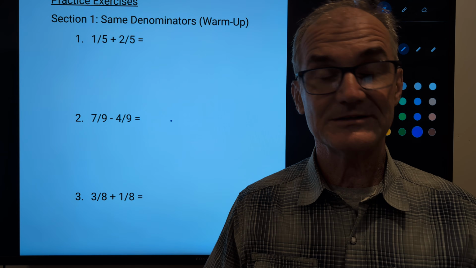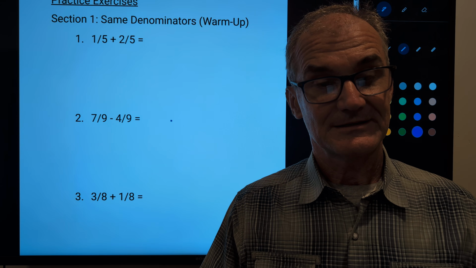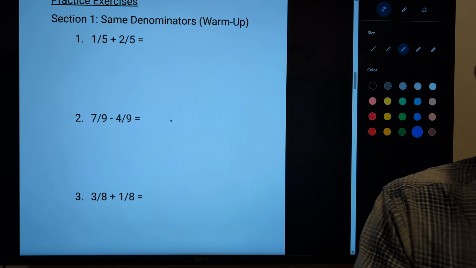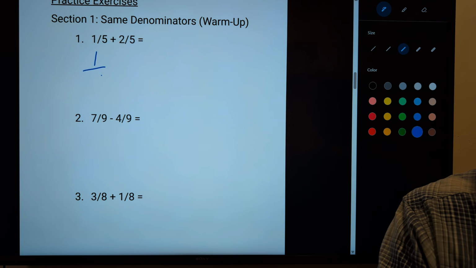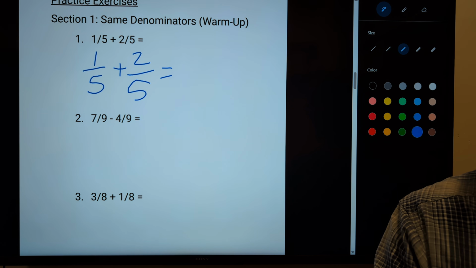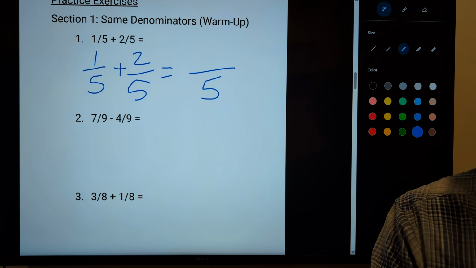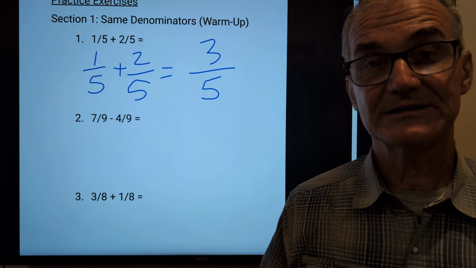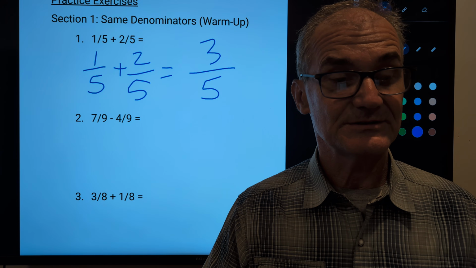Do the problem before I do it. Okay, so we have common denominators. I have 1/5 plus 2/5. That common denominator is 5. That stays the same. 1 plus 2 is 3. That's all there is. I look to see if I could reduce. I can't.